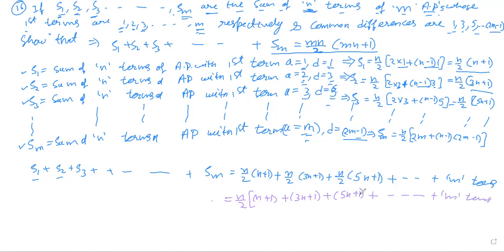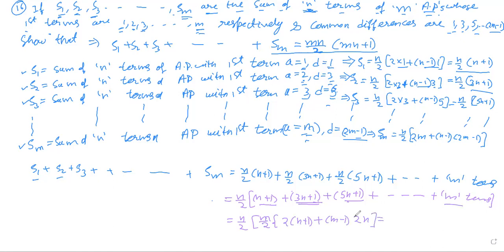Now check whether these inside the bracket are also an AP or not, with first term n plus 1 and common difference a2 minus a1. If we find 3n plus 1 minus n minus 1, 1 cancels out, 3n minus n is 2n. Again a3 minus a2, 5n plus 1 minus 3n minus 1, so 1 cancels out, 5n minus 3n is 2n again. Common difference is 2n, and this is up to m terms. So sum of m terms is m by 2 into 2a plus m minus 1 into d.